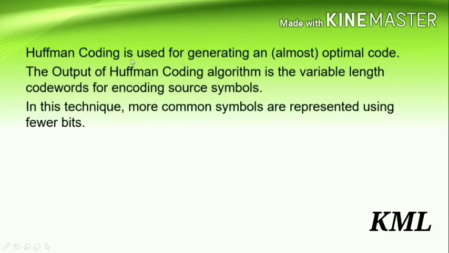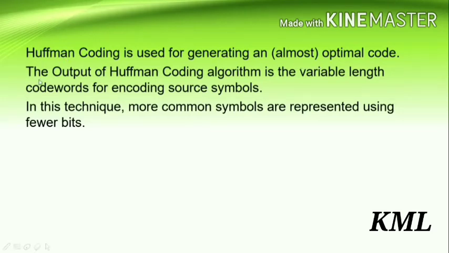Huffman coding is used for generating an almost optimal code. Why almost? Because you may get efficiency very close to 100%, but it may not always be 100%. So that's why I mentioned almost here.